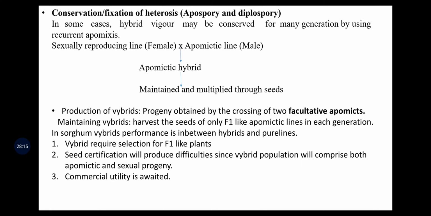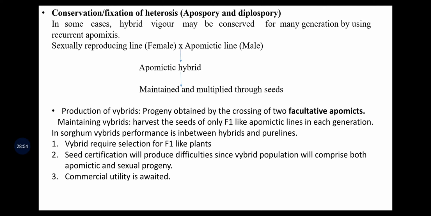The third process is conservation or fixation of heterosis. For this, apospory or diplospory condition is generally preferred. In some cases, hybrid vigor may be conserved for many generations by using recurrent apomixis. A sexual reproductive line is used as female, and an apomictic line is used as male, and by crossing these, an apomictic hybrid is generated, and that is maintained and multiplied through seed production or the normal sexual process. That is how conservation or fixation of heterosis is achieved through the apomixis process.